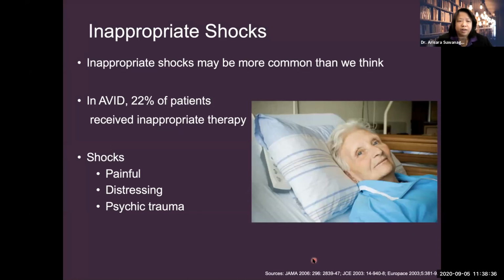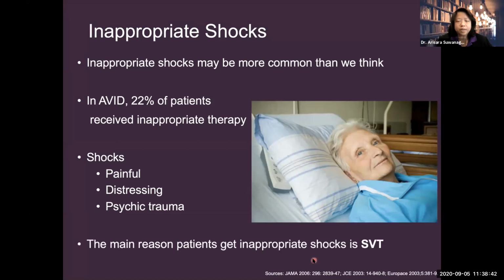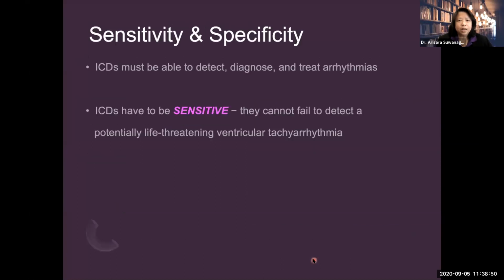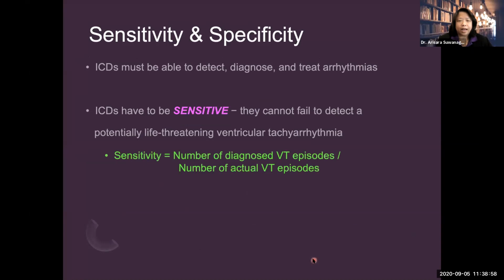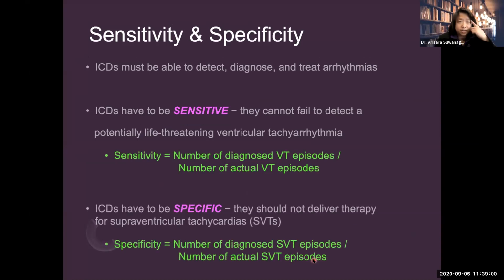In the AVID study, 22% of the patients received inappropriate therapies. And of course, the main reason patients get inappropriate shocks is SVT, including AFib. So the ICD must have good sensitivity to detect the VT and very good specificity, so it will not shock on SVTs.